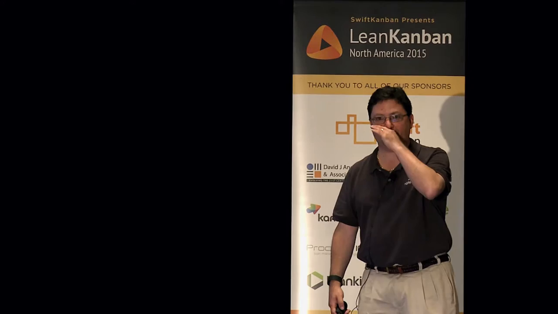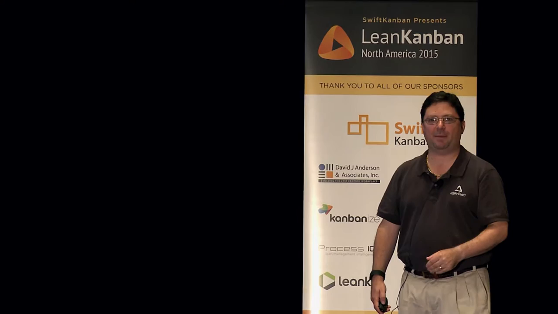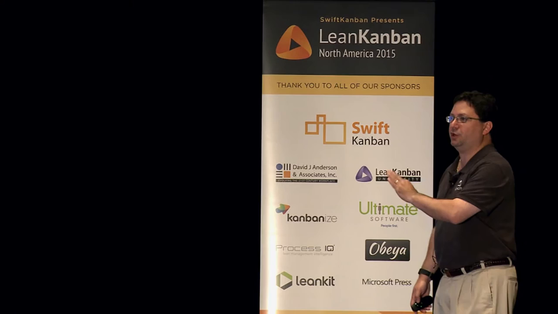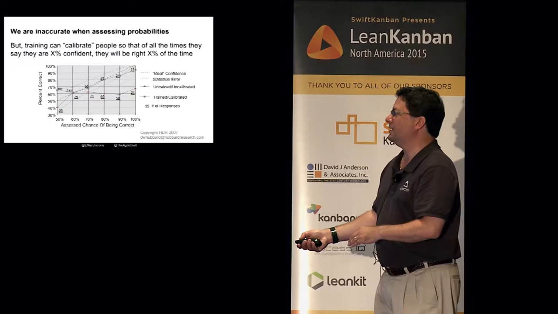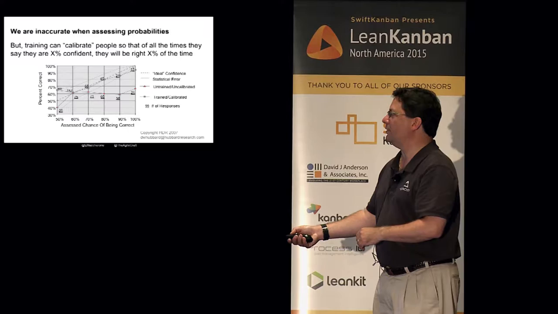The good news is that we can be trained so that when we say we're 90% sure of it, we pretty much get it 90% of the time. And I'm going to give you one really simple technique that does this. But before I do, I'm going to show you the curves of how effective it is. So this is where the person assessed they were 90% sure of something, and this is how they actually turned out. The 90% number only came out true about 58% of the time. So it's a little better than 50% of the time.